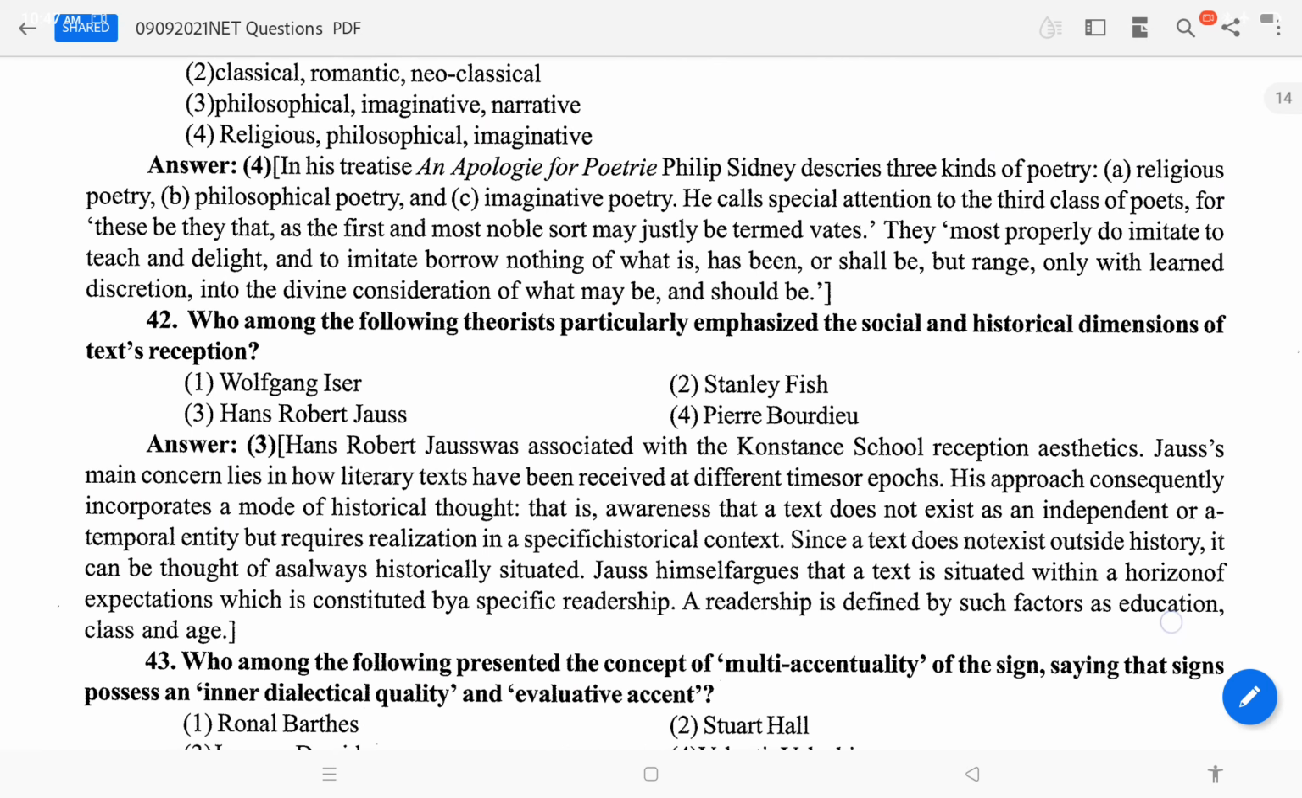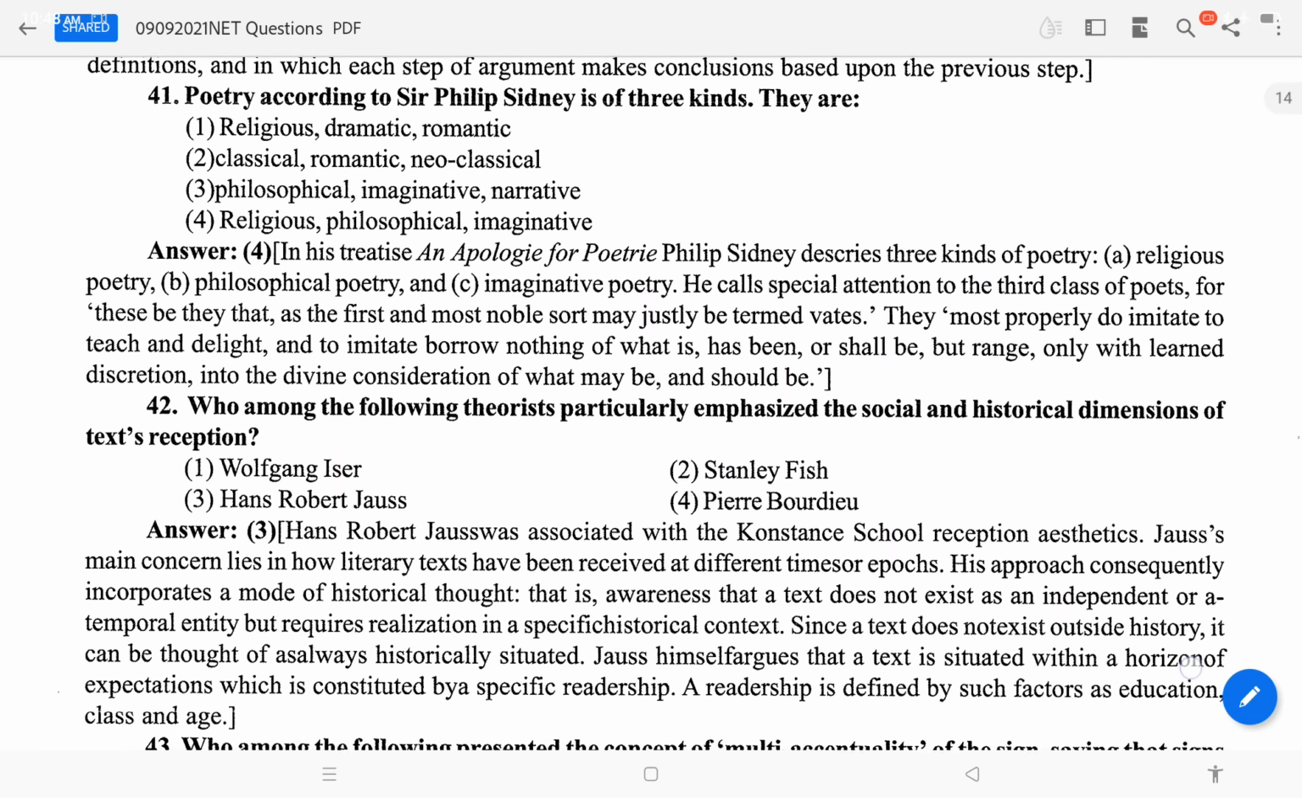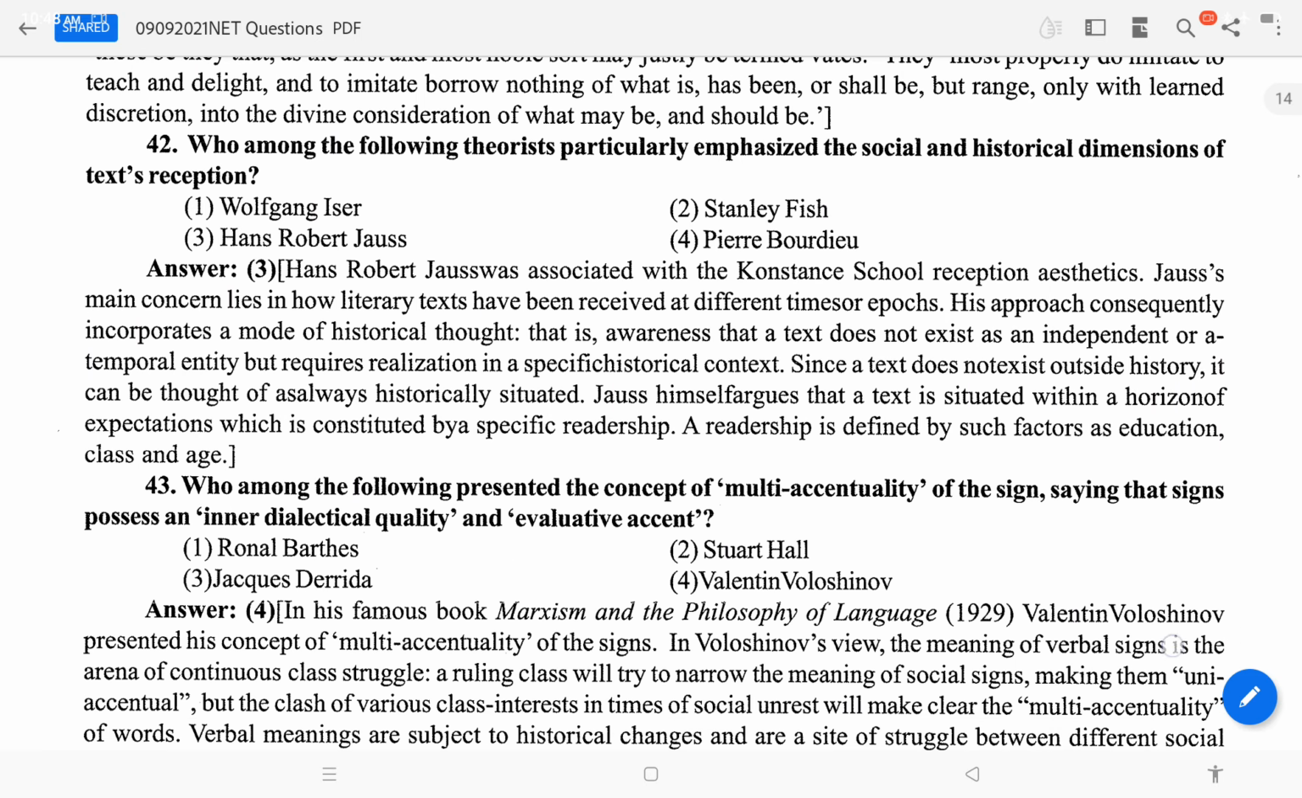He calls special attention to the third class of poets, for these be they that, as the first and most noble sort, may justly be termed Vates. Vates means maker. They most properly do imitate, to teach and delight, and to imitate borrow nothing of what is, has been, or shall be, but range only with learned discretion into the divine consideration of what may be or should be. So he follows three kinds of poetry: religious, philosophical, and imaginative. Let's see question number 42.